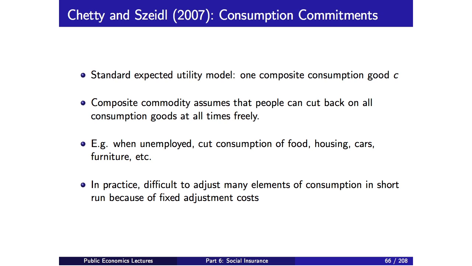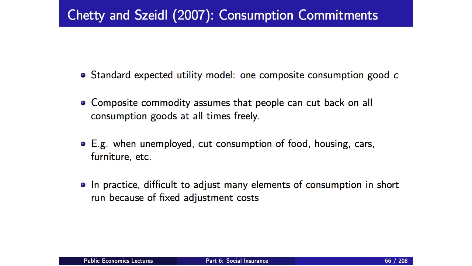It's the assumption that there's a composite commodity, or what that requires is that people can optimize on all the different margins of consumption at all times. So in particular, what I have in mind here is that if you face an unemployment shock, the assumption that there's a single composite commodity requires that you can re-optimize your entire consumption bundle when you face this unemployment shock. So when you get unemployed, you cut consumption of food, which is what Gruber focuses on, but the formula requires that you are also able to optimally cut consumption of housing, cut consumption of cars, furniture, and so forth.